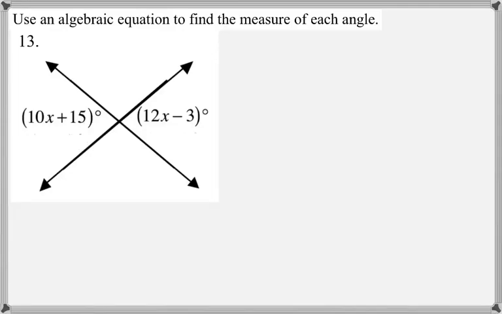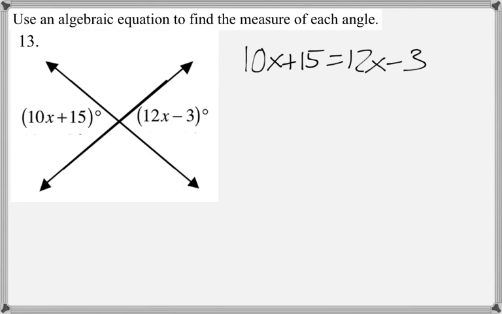Question number 13 is very similar to questions 11 and 12, but instead of the two angles being supplementary or complementary, these are vertical angles. So we're not going to add them up and set them equal to 90 or 180. Because they're vertical angles, we're actually going to set them equal to each other because they have to be equal. So it's a little bit different.